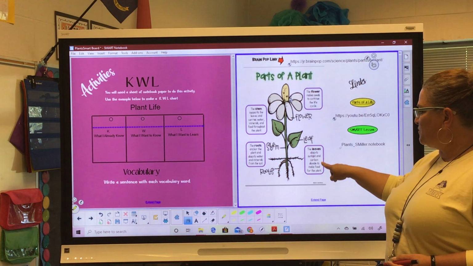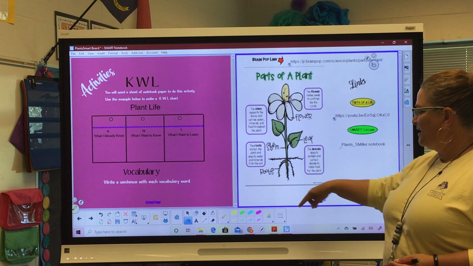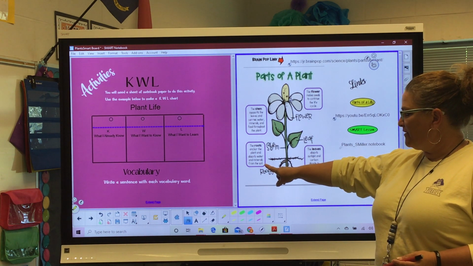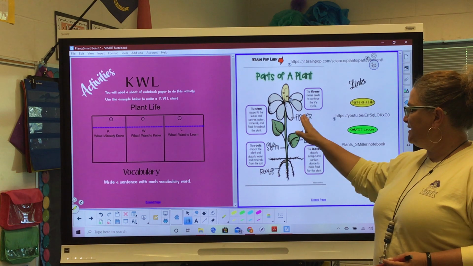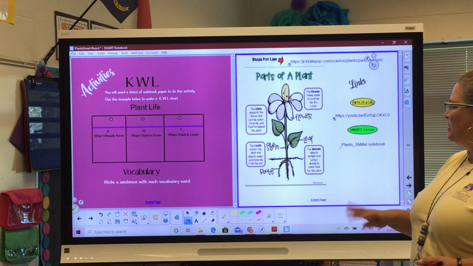The leaves absorb sunlight and carbon dioxide to make food for the plant. And then again, the roots anchor the plant and absorb water and minerals from the soil. Okay, so these are the four parts of a plant.